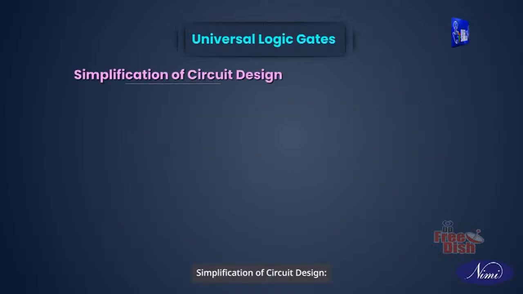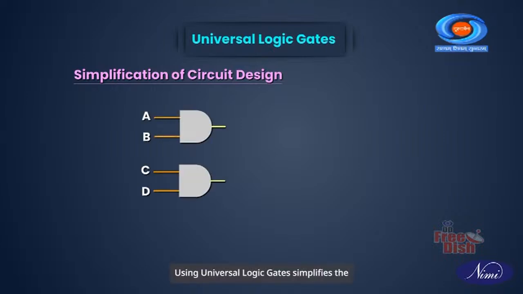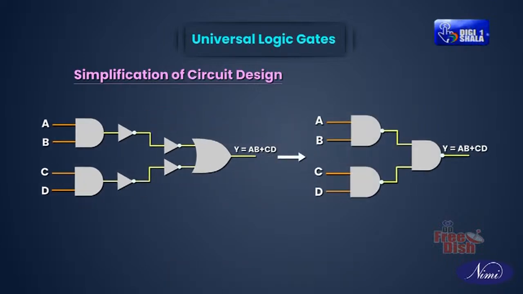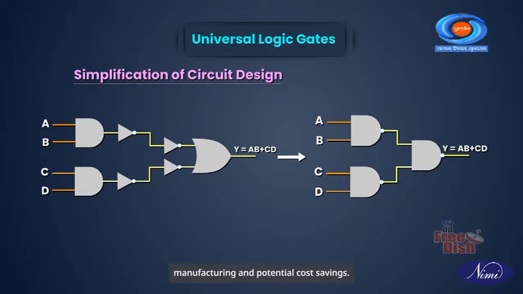Simplification of circuit design. Using universal logic gates simplifies the process of designing electronic circuits. Instead of needing a wide variety of different types of gates, a circuit designer can achieve the desired functionality using just one kind of universal logic gate. This uniformity can lead to easier manufacturing and potential cost savings.